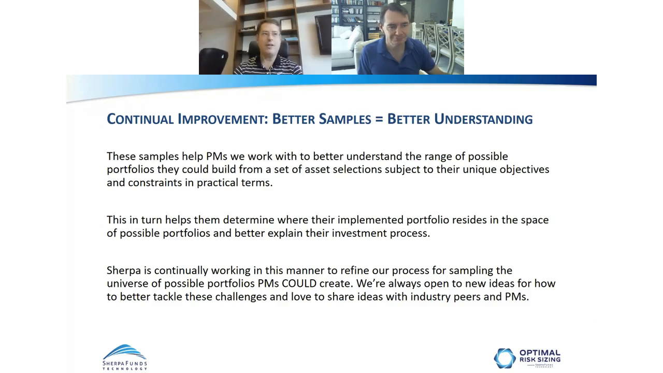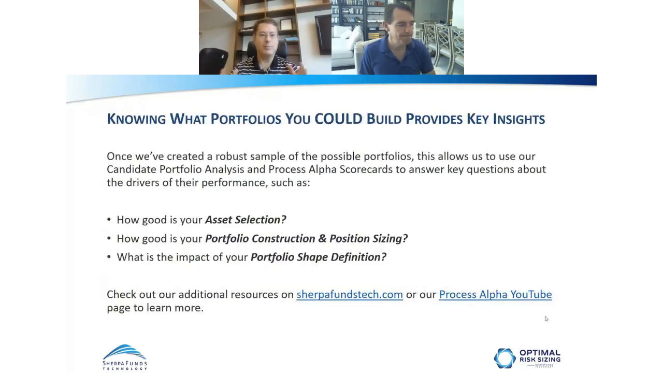So I think we're going a little bit over time, but broadly speaking, we have a lot of other resources around this idea of using this universe of possible portfolios, the things that you could do, to answer the questions: how good is your asset selection? How good is your portfolio construction and position sizing? What's the impact of your portfolio shape? And then how does that track over time? As a PM, are you operating in a trading envelope that you're comfortable with? Are you producing the alpha that you expect to produce? And is there room for improvement in your portfolio construction? This analysis is fundamental to answering all of those questions as a PM.